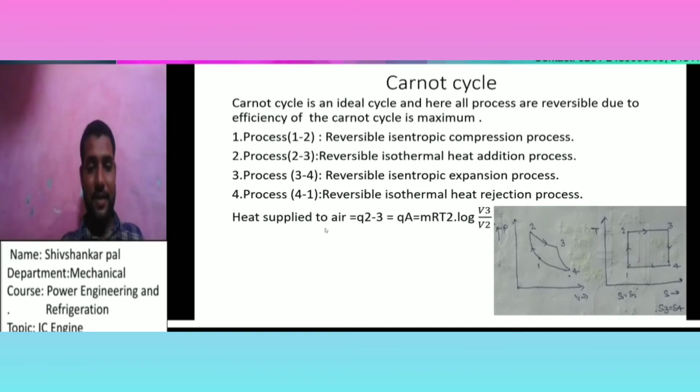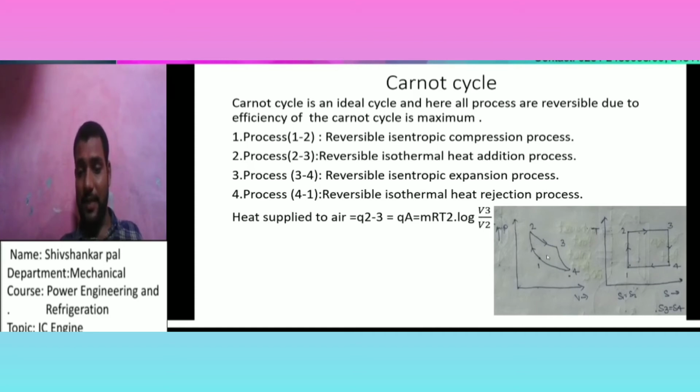So our heat supply, process 2 to 3, the heat input. What is the heat formula? Q heat addition is equal to mR T2 log of V3 upon V2. V3 volume is more in comparison to V2, so higher volume divided by lower volume. V3 is more. So mRT2 ln V3 by V2.